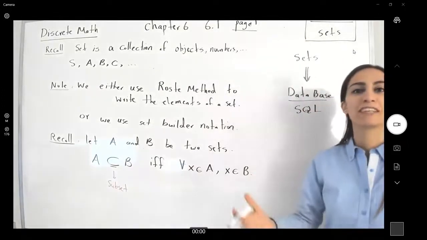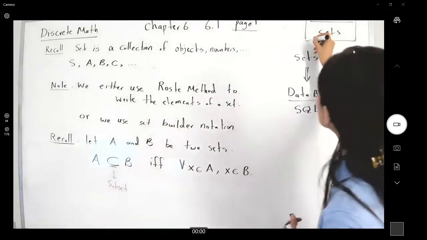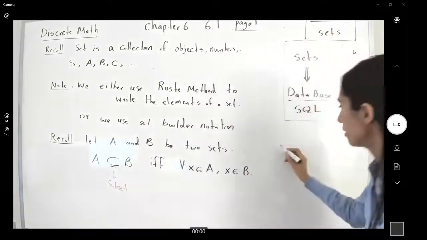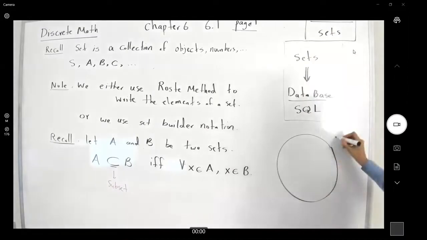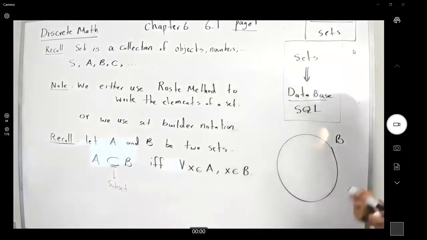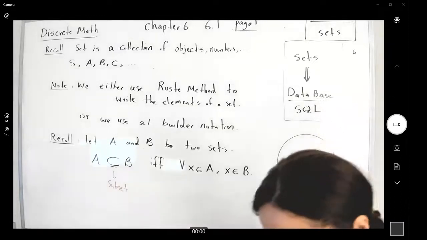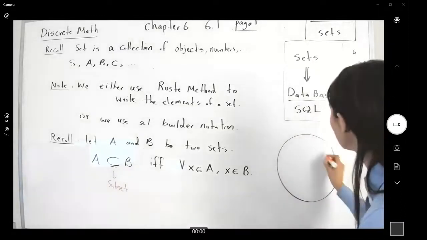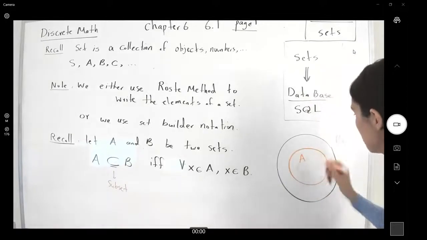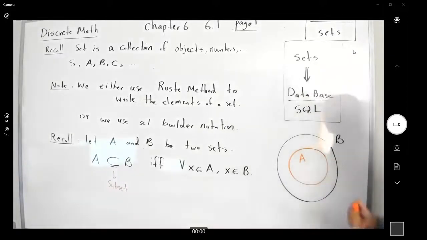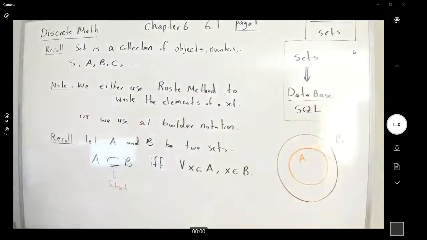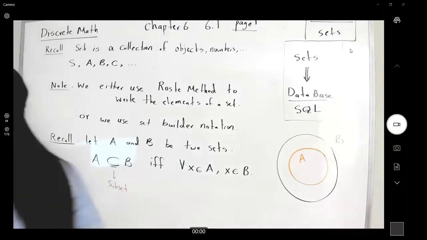We can use Venn diagram to visualize this as well. Venn diagram says, suppose you have set B. A is a subset of set B. So it means that set A is included in set B. If I take any random element in set A, that element is definitely in set B.